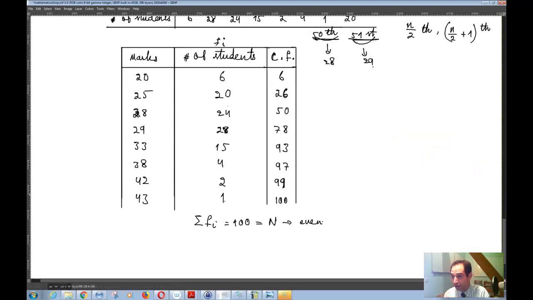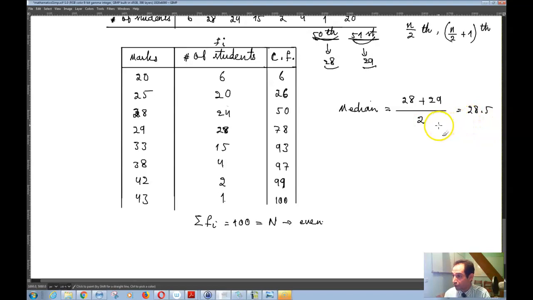And so now you got your marks, and your median is going to be equal to 28 plus 29 divided by 2, which is equal to 28.5.